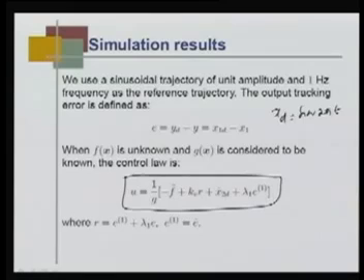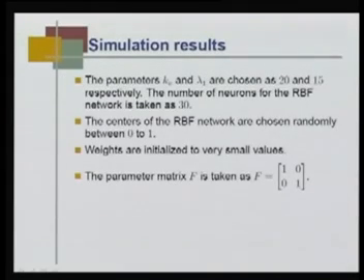The parameters k v and lambda 1: if you look at this controller, the two external parameters are k v and lambda 1. Okay. So, those are 20 and 15. The number of neurons in the radial basis function network is 30. The centers of the radial basis function network are chosen randomly between 0 and 1.